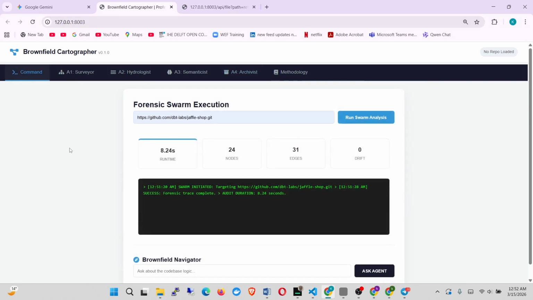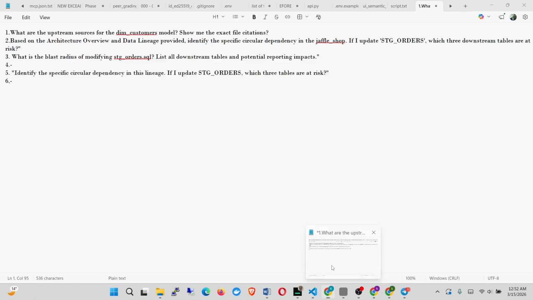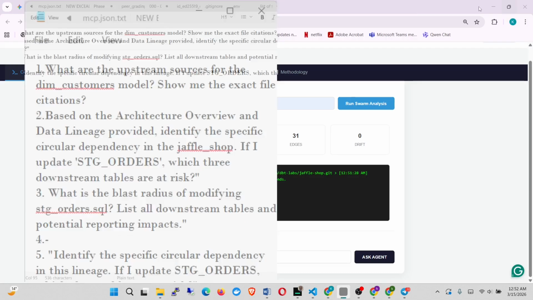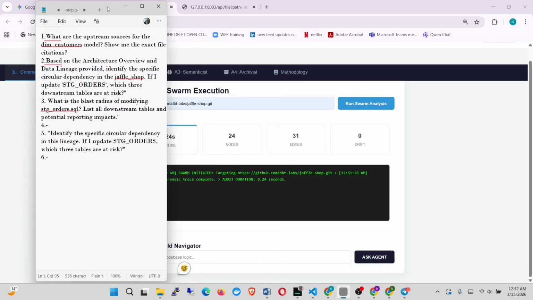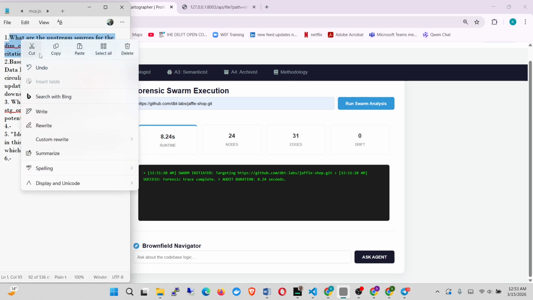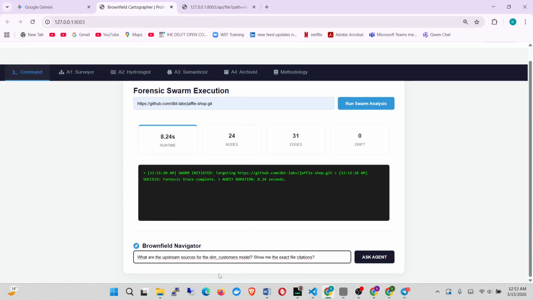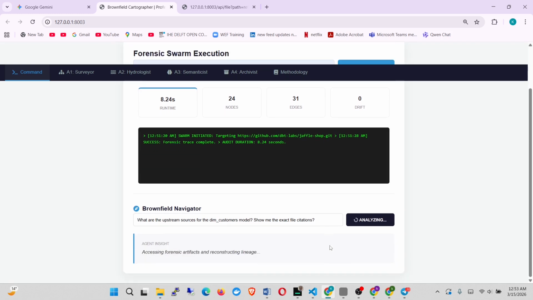Now let's go to the forensic lineage query. In this forensic lineage query, we are moving beyond summarizing a code base. I will ask a query question to the system, and we will see how it handles it. The question is this one. Let me paste it. What are the upstream sources of the model? Show me the exact file citation.